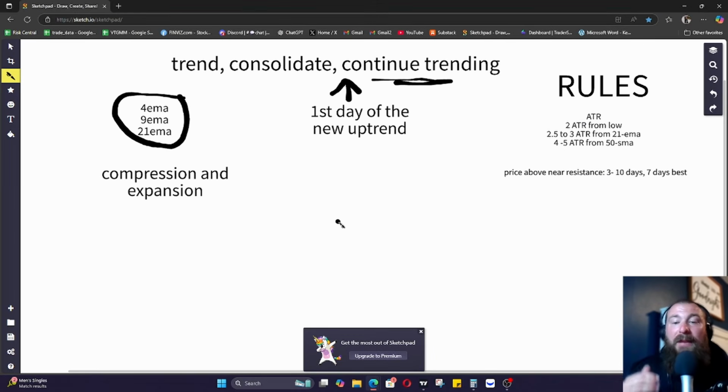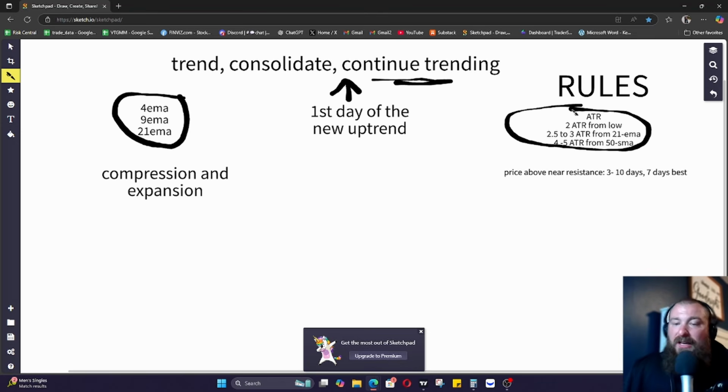A lot of people ask, when is the entry? The entry is as soon as the new uptrend has confirmed on that day. A lot of these will happen at the end of the day, as long as they are meeting the ATR rules and the price is not extended. You have 3 moving averages, so you have 3 areas to focus on.